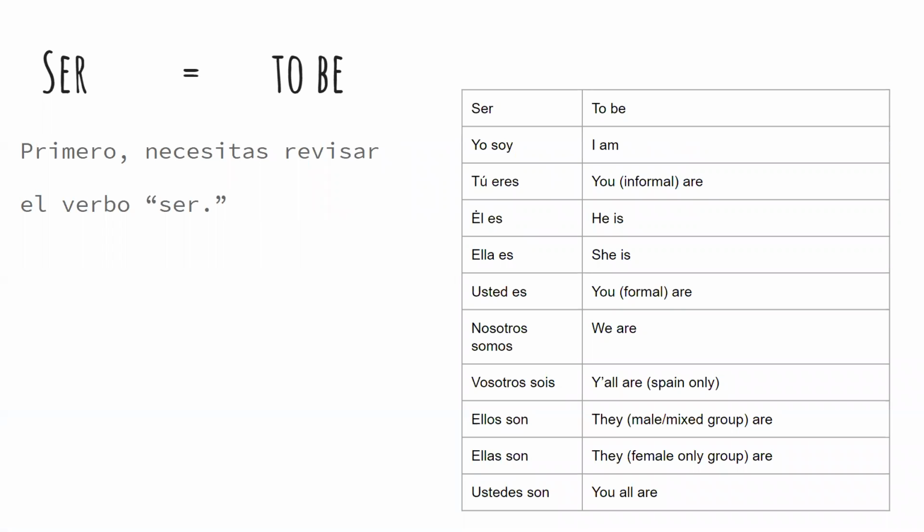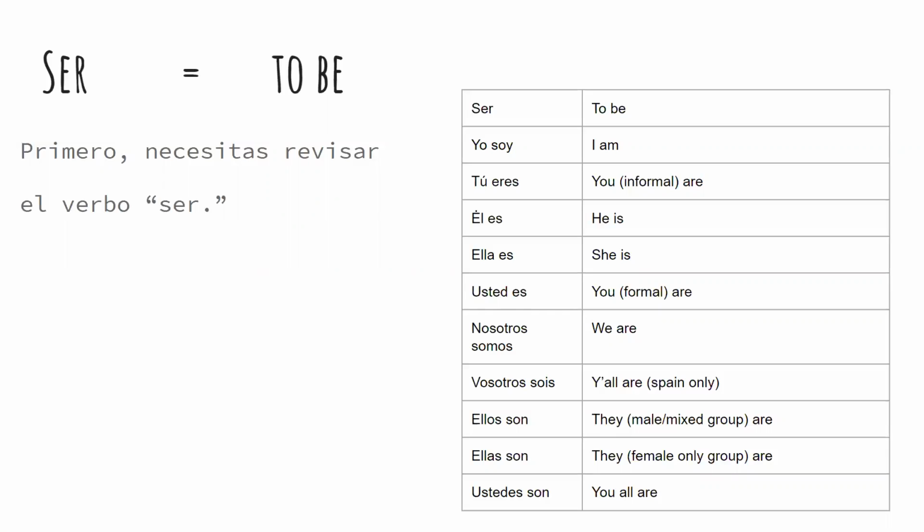Primero, necesitas revisar el verbo ser. So we need to review the verb ser first. Remember, to say I am, you use the form yo soy. To say you are, if you're speaking about an informal person, you would say tú eres. To say he is, you say él es. To say she is, you would say ella es.